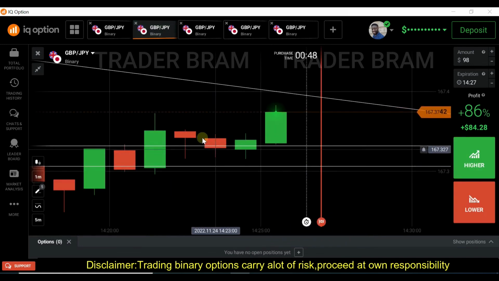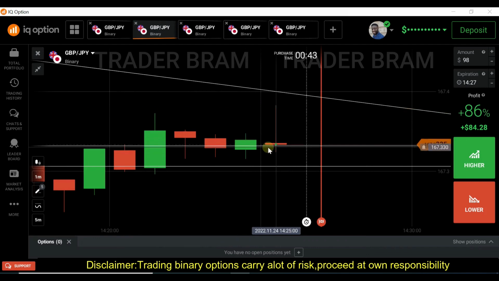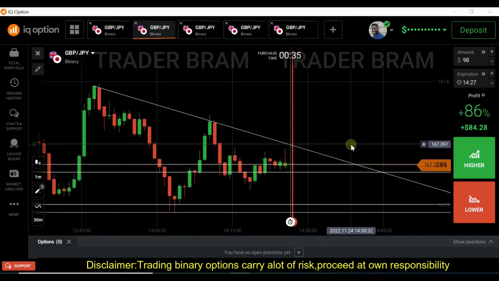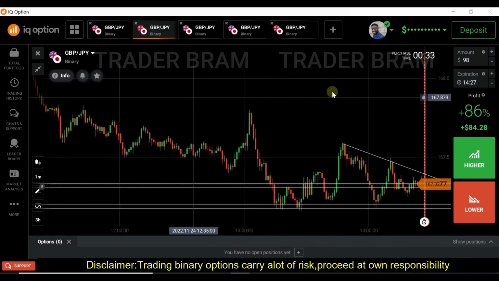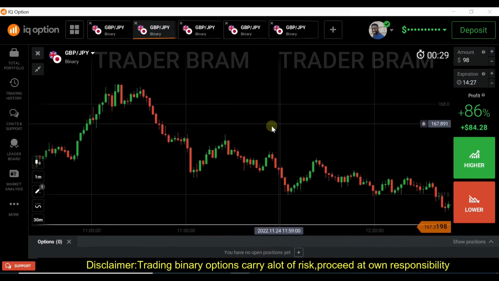Same scenario happening here. You get a pullback. Again, the buyers enter and close above the level. So you try to get an entry point on the level of support and resistance. So those are my trades for today. Keep watching the other videos in this channel for you to understand more about this strategy of support and resistance.